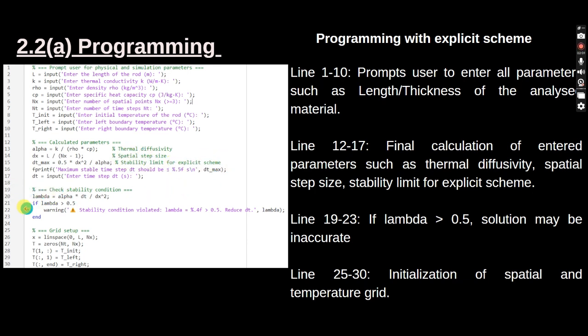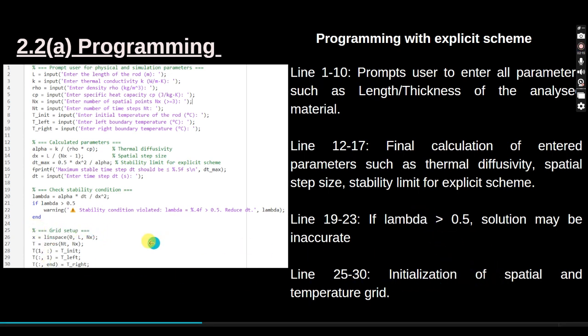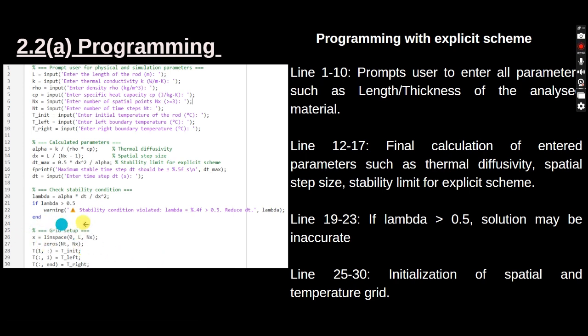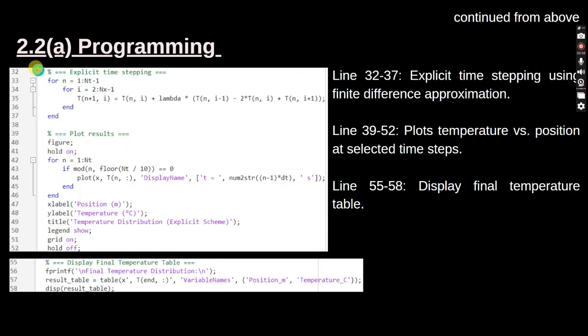From line 19 until line 23, it checks whether lambda is more than 0.5, because the solution may be inaccurate if it is more than 0.5. From line 25 until 30, it initializes the spatial and also the temperature grid setup. And from line 32 until 37, it performs the explicit time stepping using the finite difference approximation.